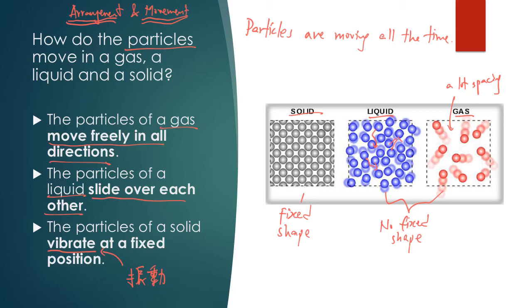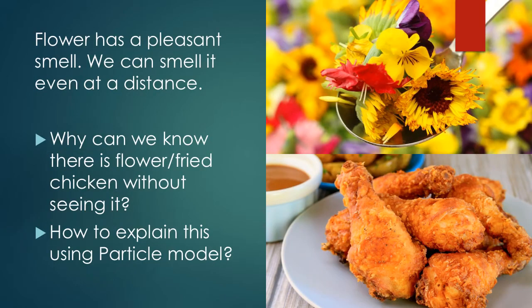Please look at this slide. We have flour on the top and we have fried chicken. I'm very hungry right now. When there's flour at a distance, we can still smell it without seeing it. Why can we do so? Why can we know that there is flour or fried chicken without seeing it? How can you explain this using the particle model? Please think about it.